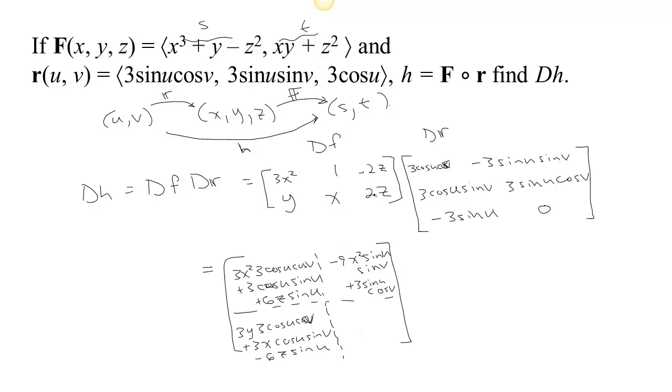The last one, we'll take this row with the second column. We get negative 3y sine u sine v, and then x times 3 sine u cosine v would be plus 3x sine u cosine v. And we have our total derivative matrix. We have each of the entries.